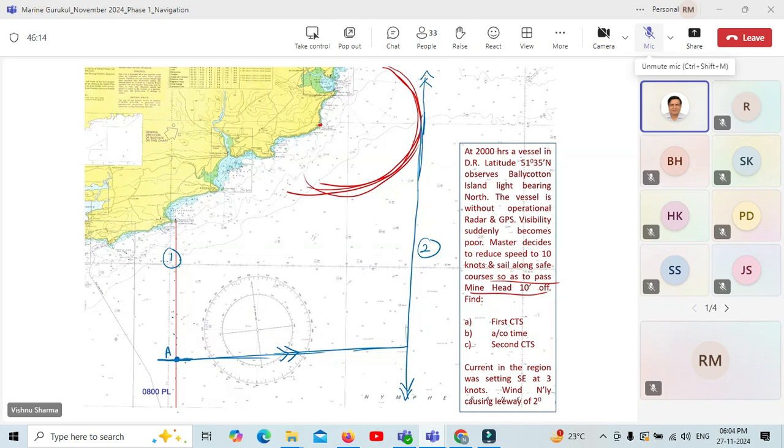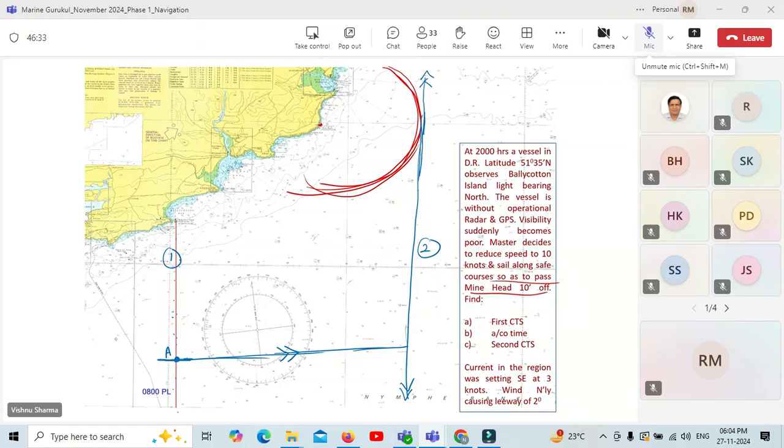So you want to minimize your exposure to hazards, and therefore you want to make good the shortest distance to reach the transferred PL. And the shortest distance will be a perpendicular distance. Therefore, you have drawn this.